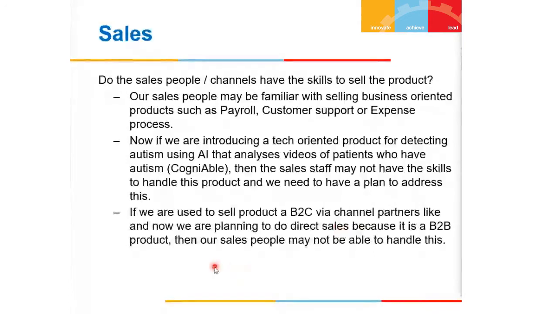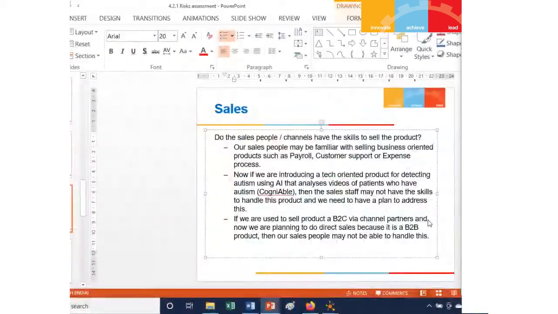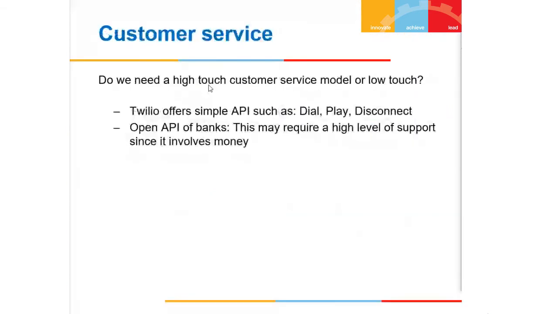And the other situation could be if we are used to selling a B2C product via channel partners, and now we are planning to do direct sales because it's a B2B product, then our salespeople may not be able to handle this. We are not used to B2B, we are only used to B2C via channel. Many companies sell their product to channel partners, like Microsoft and other laptop vendors. They have channel partners.